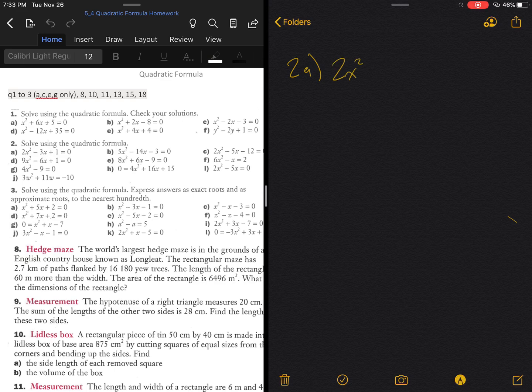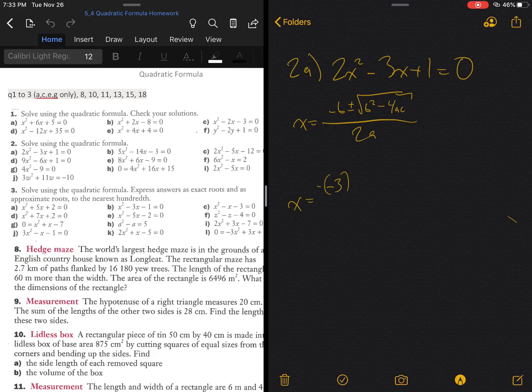Okay, question 2a. We have 2x squared minus 3x plus 1 equal to 0. All right, so we're using the quadratic formula: x equals minus b plus or minus the square root of b squared minus 4ac, all over 2a.